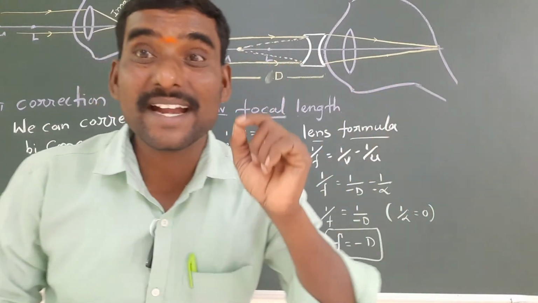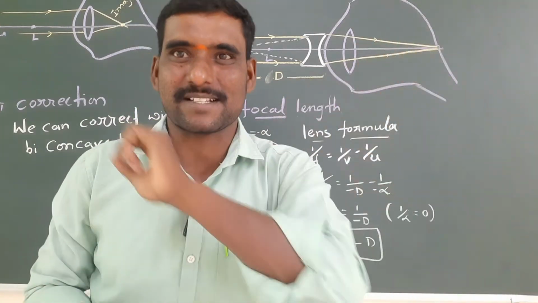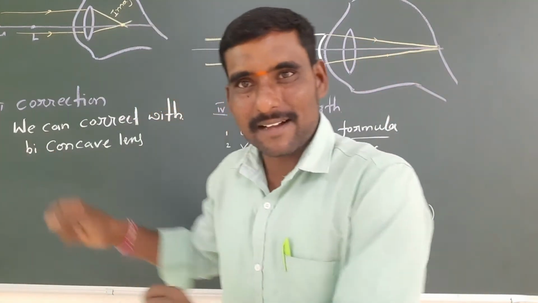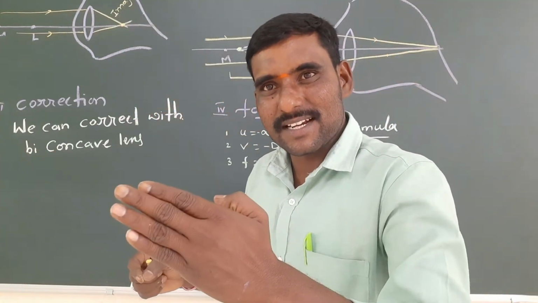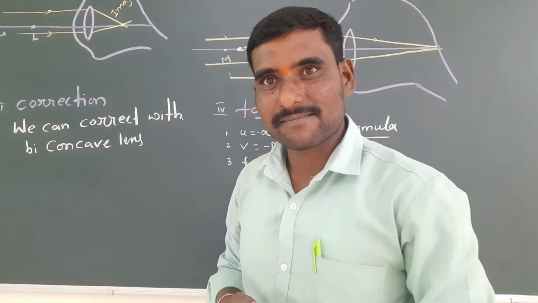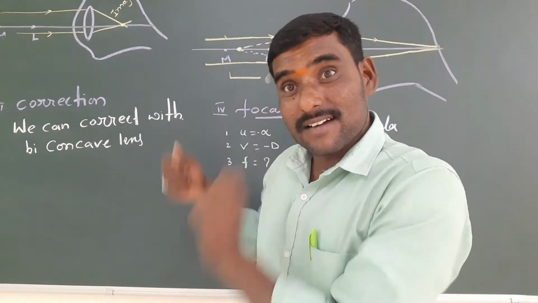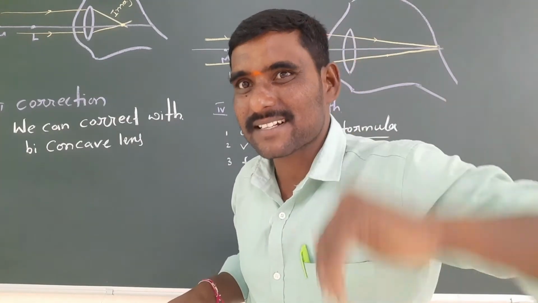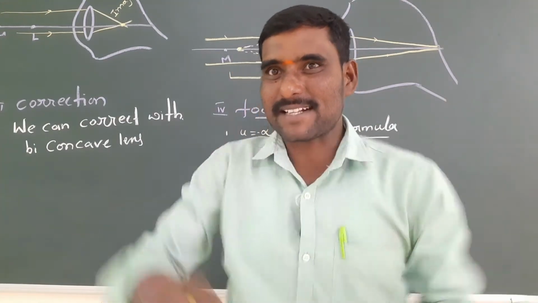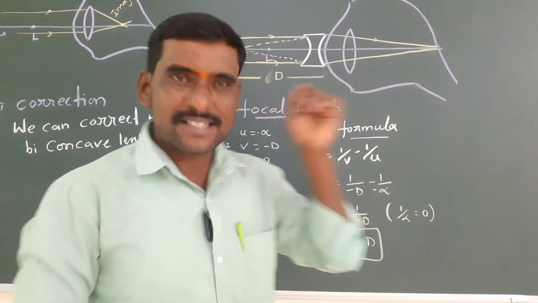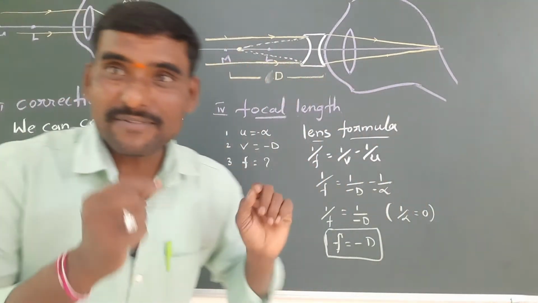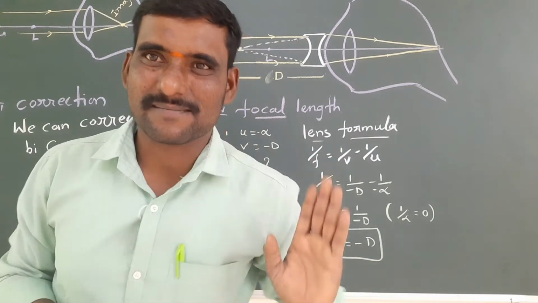How can we find the focal length of a particular person? Priya is unable to read after 1 meter. Kirti can't read after 2 meters. Raju can't read after 3 meters. So different persons. So we'll see now how we can find the focal length for a particular person.